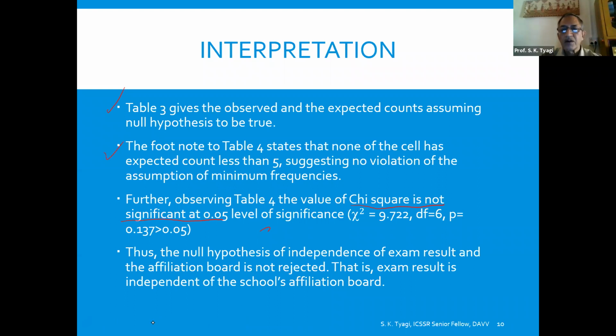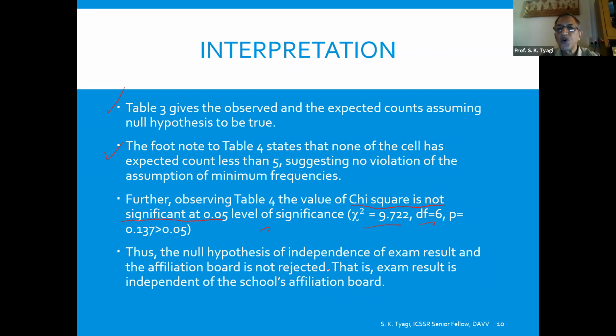Because the value of chi-square is this much, degree of freedom 6, and p value is greater than the alpha value. Therefore, the null hypothesis of independence of exam result and affiliation board is not rejected. That is, the exam result is independent of the school affiliation board.